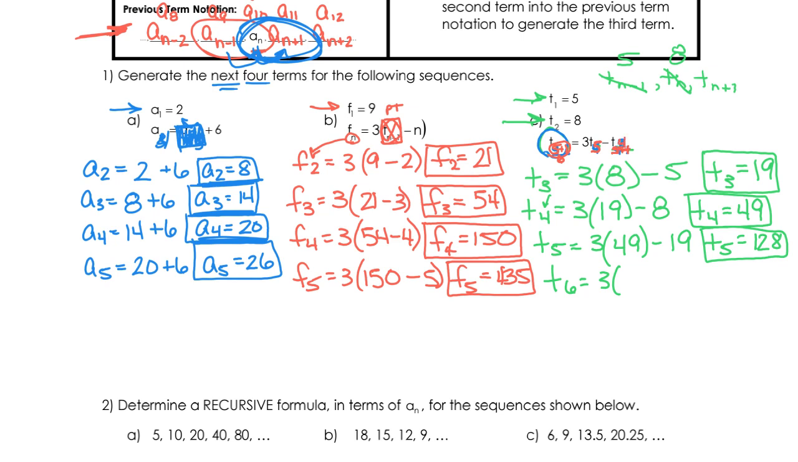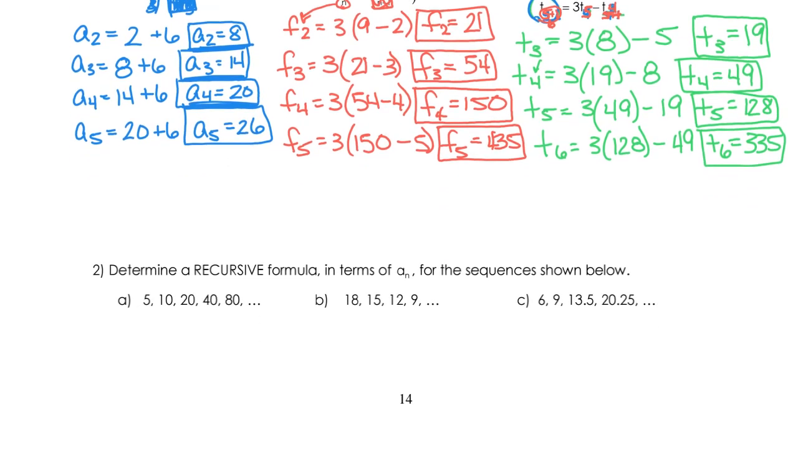Okay? And so this is going to be a 3 times my t sub 5, which I just found, which is 128, minus my t sub 4, which is the one before that, which is 49. And so my t sub 6 comes out to equal 335. And those are done. Okay. All right, let's take a look at what we have next.